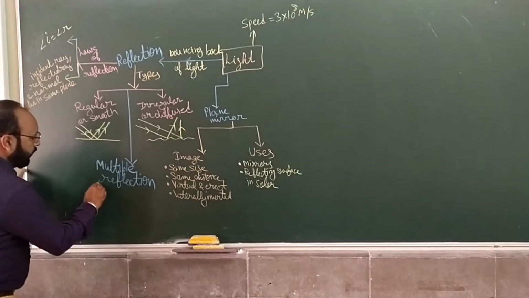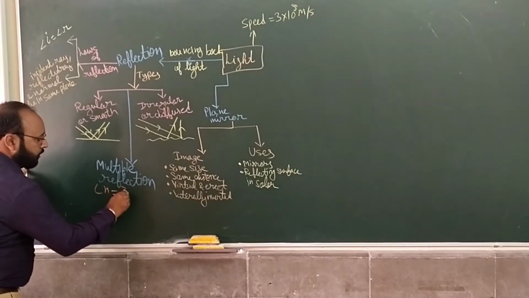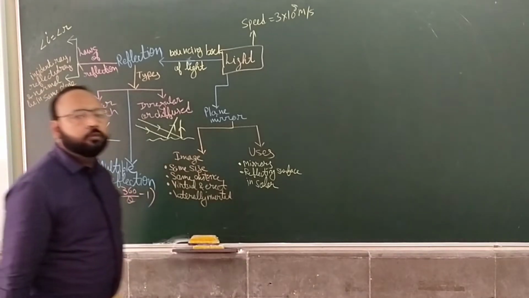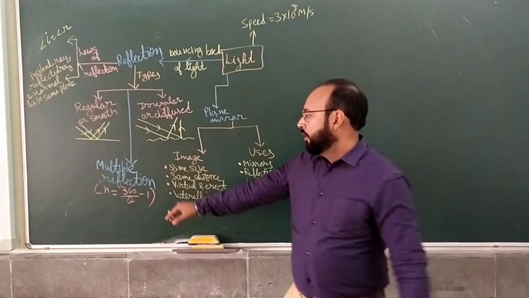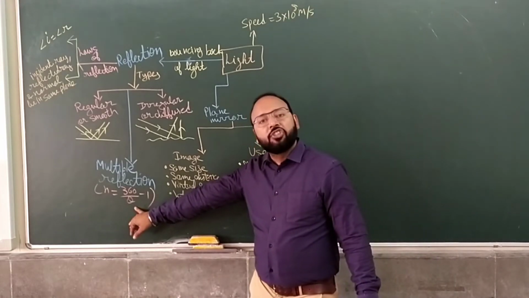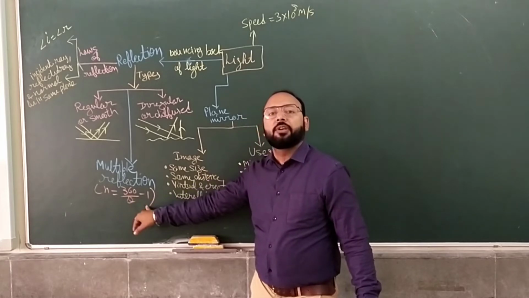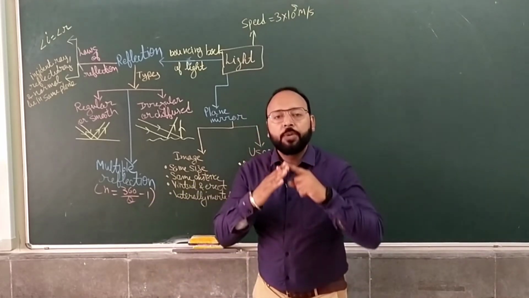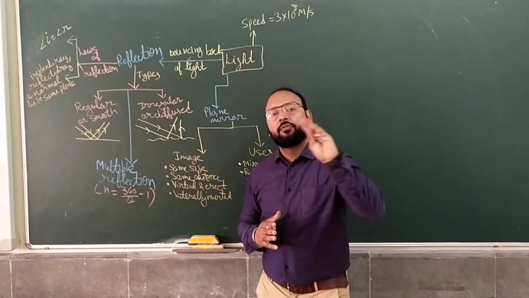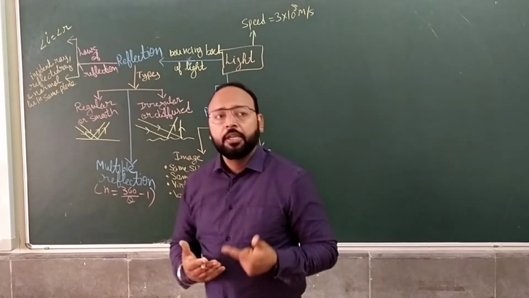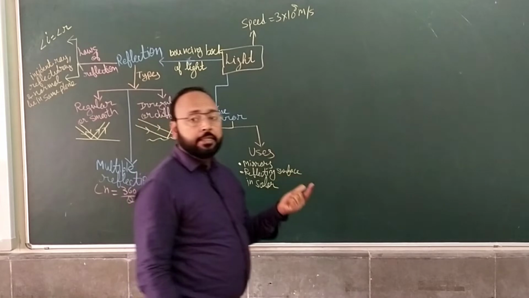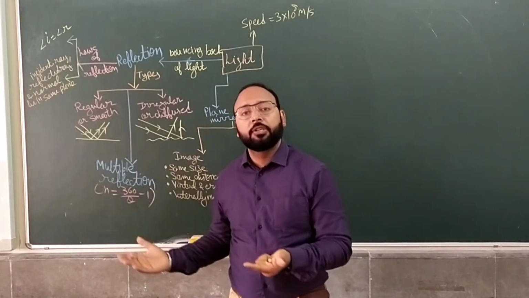This is the formula to calculate n, the number of images: n equals 360 upon theta, minus 1. We can find out the number of images with this. Theta is the angle between the mirrors. If theta is 60 degrees, then 360 by 60 is 6, minus 1 is 5. That means if two mirrors are placed at a 60 degree angle, then the number of images will be 5. Similarly, if the mirrors are placed at an angle of 90 degrees, in the same way we get 3 images.